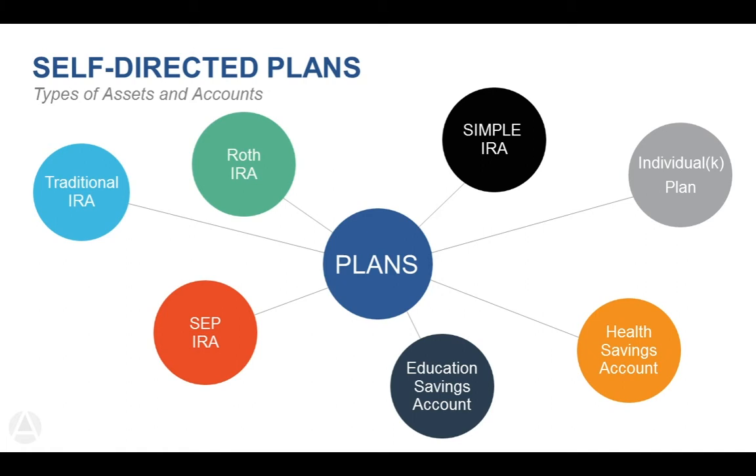Education savings accounts and health savings accounts are relatively self-explanatory, to the point that health savings accounts are accounts that you add money into, it grows tax-free, and then you get tax-free distributions for qualifying health expenses. And the education savings account, same basic principle goes along with that.